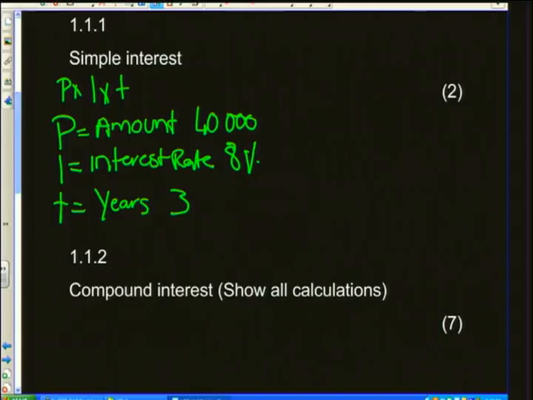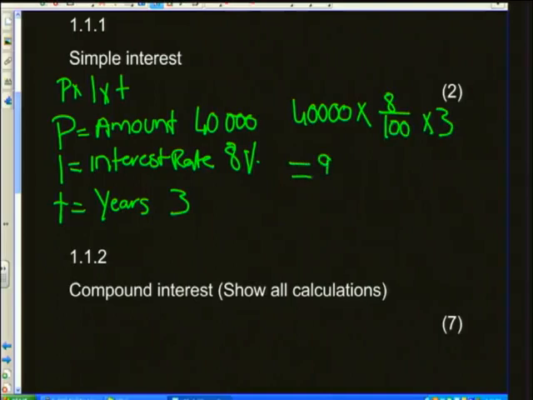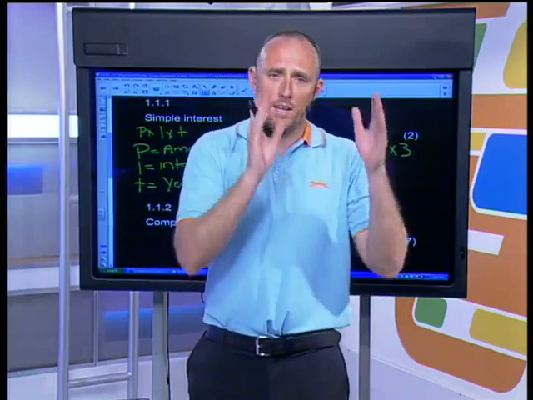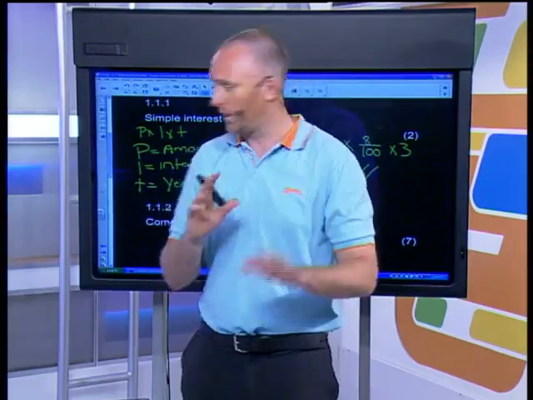We just plug that into the formula, and there we have 40,000 times 8 over 100 times 3, and that's going to give us a final answer of 9,600 Rand. You'll get 2 marks there. Very straightforward, plain and simple. The next question is going to be a little bit more tricky, and you're going to have to take a little bit more time to do it. Now we're going to go through it year by year. Just pay attention there, please.